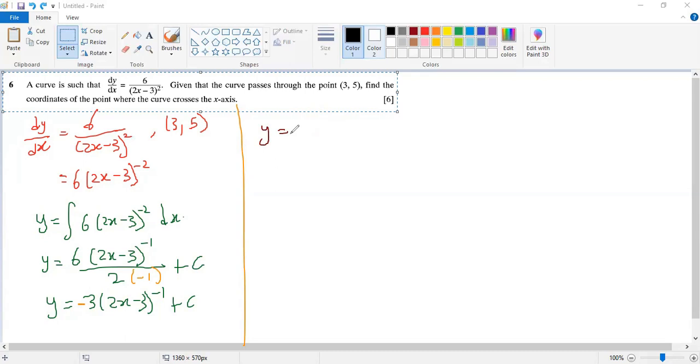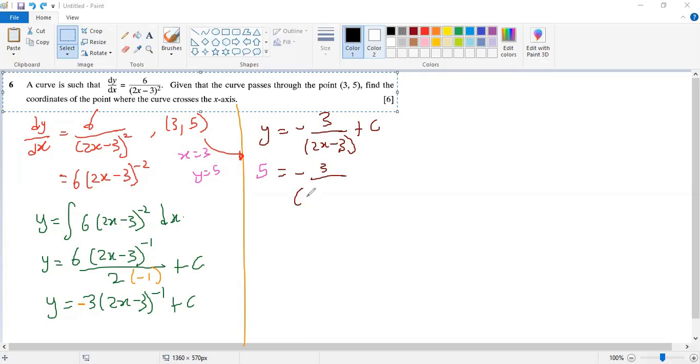Sorry, negative 3. Keep forgetting the negative sign for some reason. Okay, 2x minus 3 like that. Bracket is not necessary, just for emphasis. Okay, let's put x equals 3 and y equals 5, which tells me that the value of x is 3 and the value of y is 5. So we just substitute. All these are just to calculate the value of c. Please take note of the reason now.